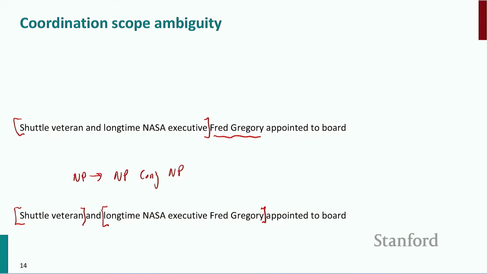But then another thing that you get in English is apposition. So you can have a noun phrase that's a descriptive noun phrase of another noun phrase, like a name. The author, Fred Gregory, or something like that.